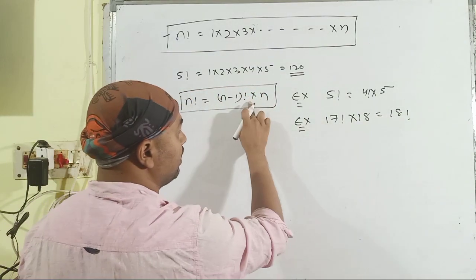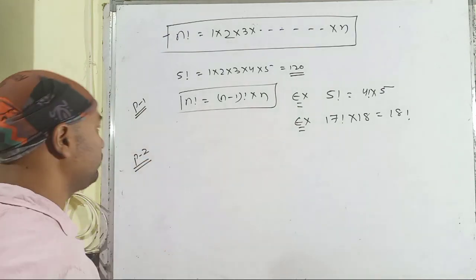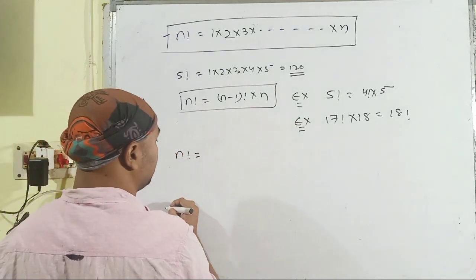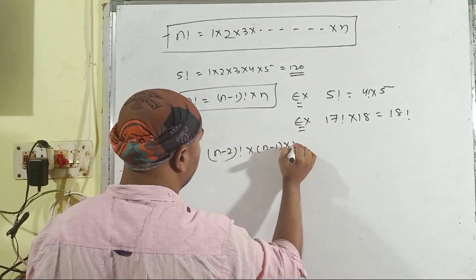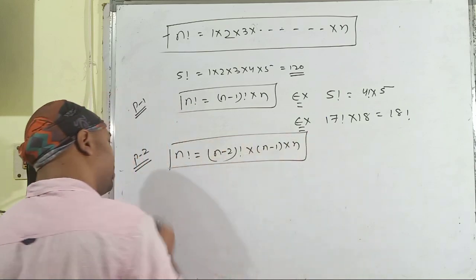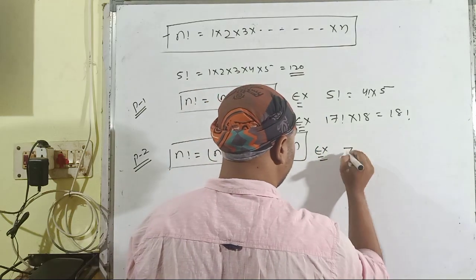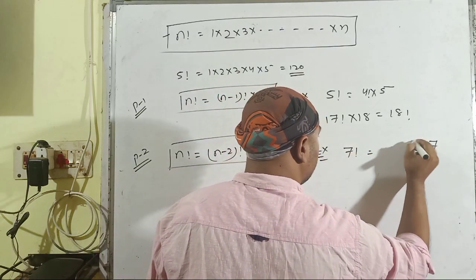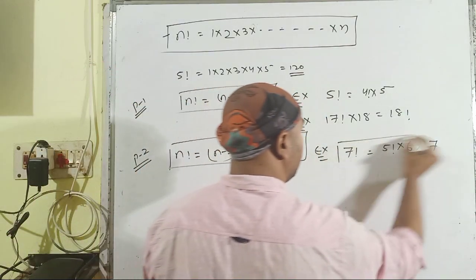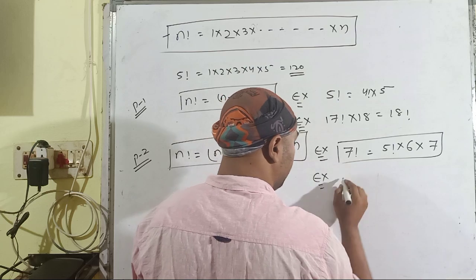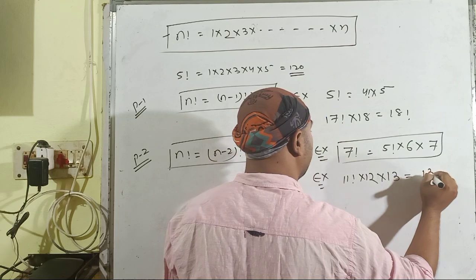The right hand side is here and we have to just find out the left hand side. Then in the property number 2, n factorial is written in the form of factorial of n minus 2 multiplied with n minus 1 multiplied with n. We have just converted the factorial in 3 terms. Suppose an example is there, 7 factorial, then it is 7, 6 and 5 factorial. Another example, 11 factorial multiplied with 12 multiplied with 13, then it is 13 factorial.